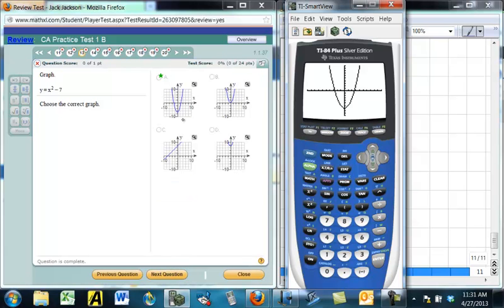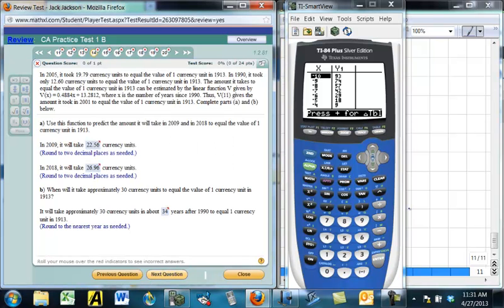If I really got down to it and needed to, if the two of them are really close, then of course I could look at my table here and maybe do a table setup and start at negative 10 and go up by ones, and then look at my table and make sure that these points, the ones that fit in the window, are the right ones. But in this case, I didn't really need to do that.